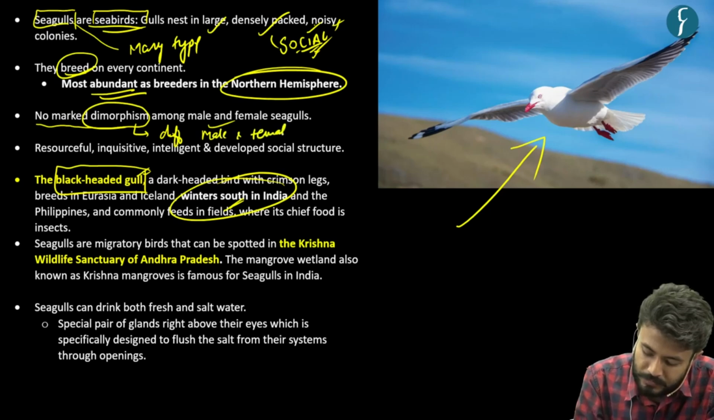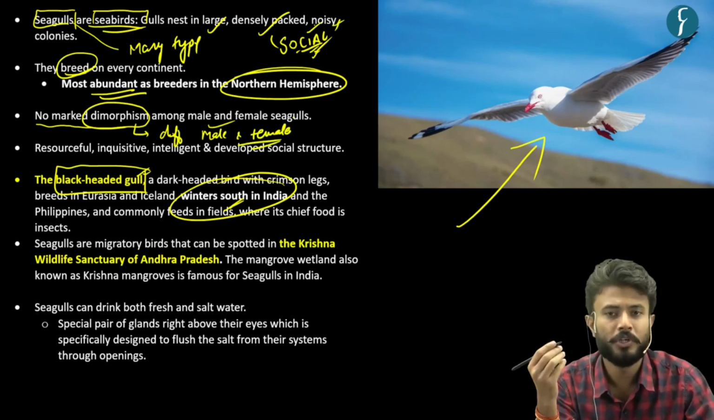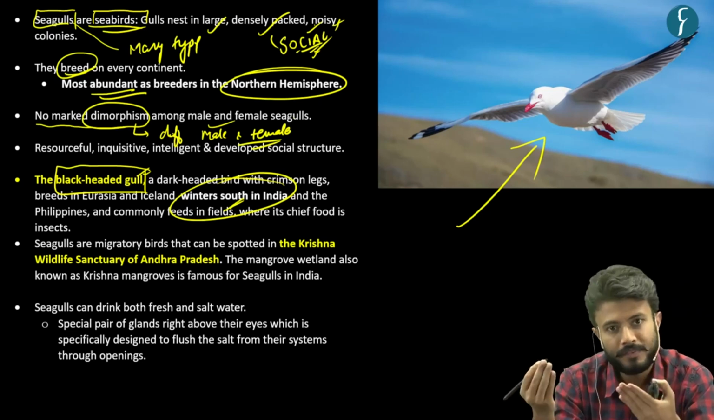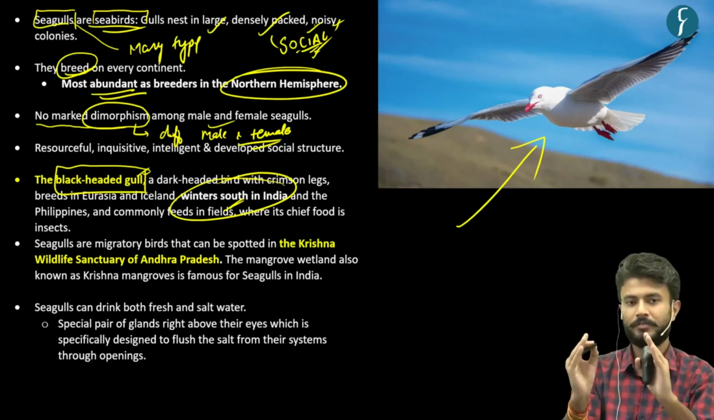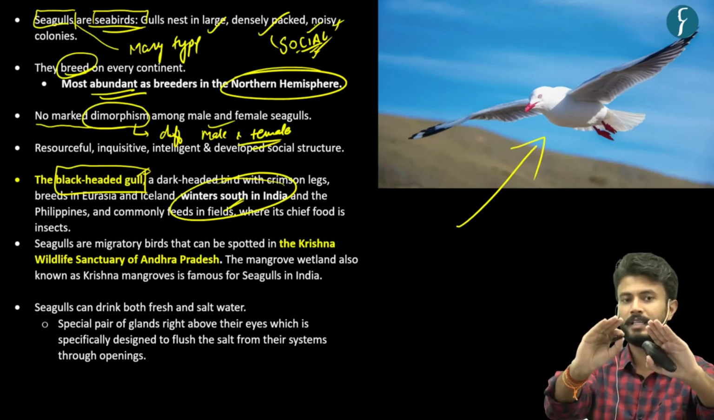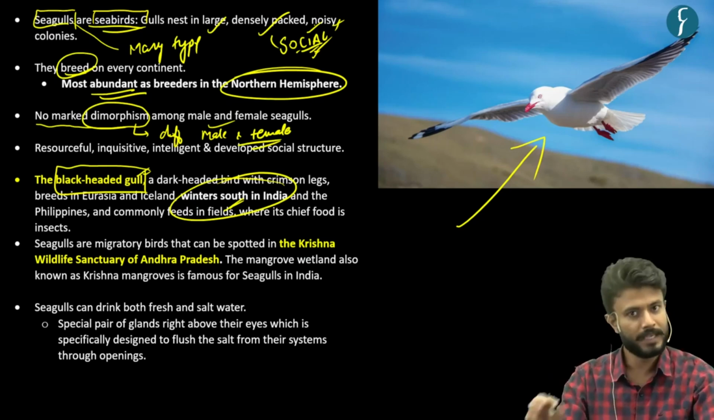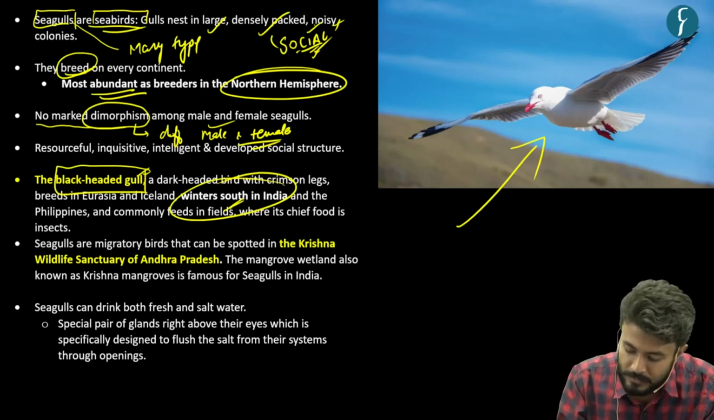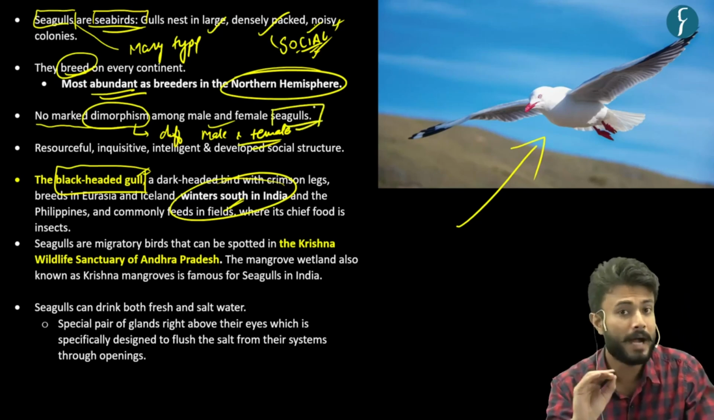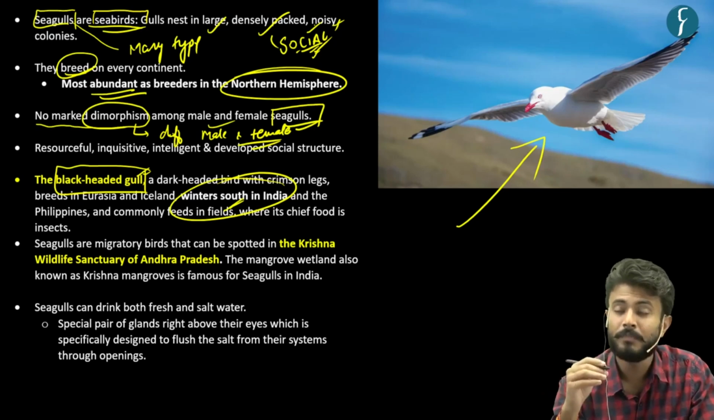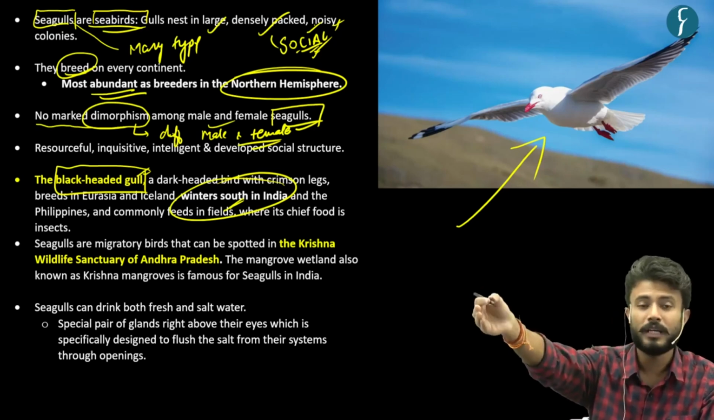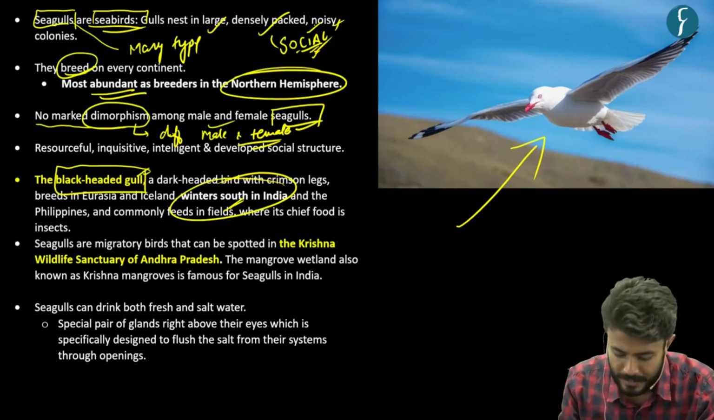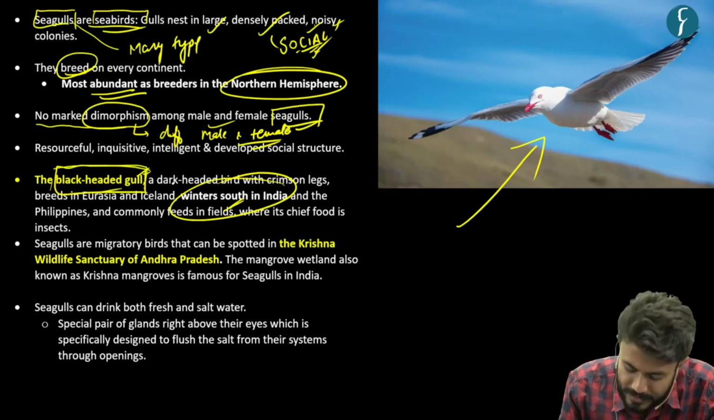For example, when we talk about humans, in general, males have longer height than females. So this is one of the mechanisms through which you can tell that this is a criterion on which you can differentiate. In general, obviously, there will be many exceptions also, but in general, yes. When it comes to the seagulls, there is no marked dimorphism. So that means that just by seeing, you cannot tell whether this seagull is male or female, right?